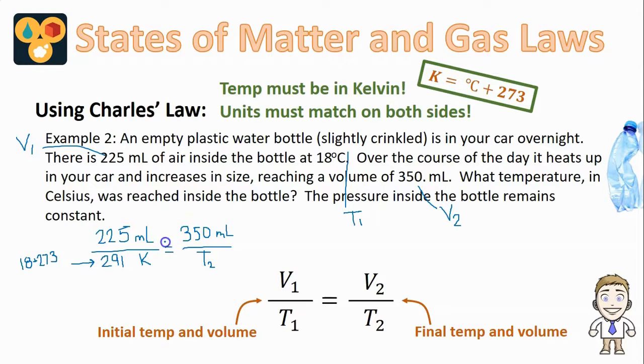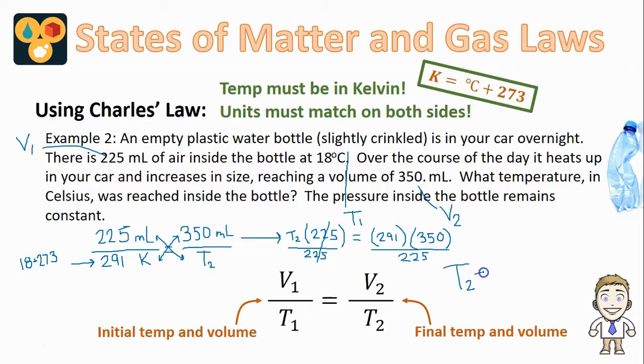The next step will be to start solving this. I'm going to again recommend cross multiplication. That'll get rid of the fraction. So I'll have T2 times the 225 equals 291 times the 350. And after cross multiplying, we get an expression that looks like this. Now there's no more fractions, so all I've got to do is divide both sides of this by 225. That will cancel off 225 here and leave me with just T2 on one side of the equation, which is great because the problem's asking me to solve for that T2.